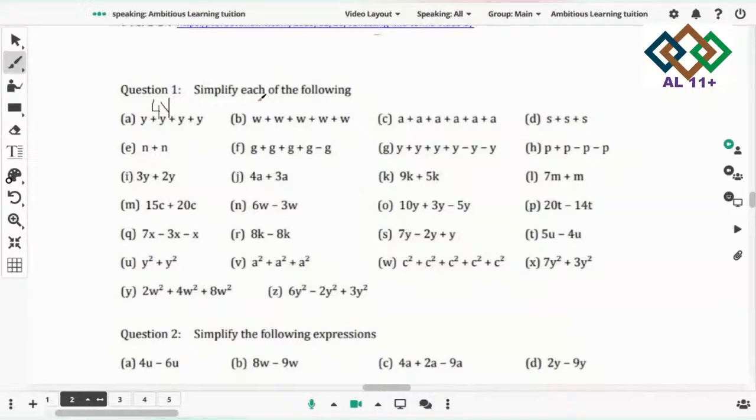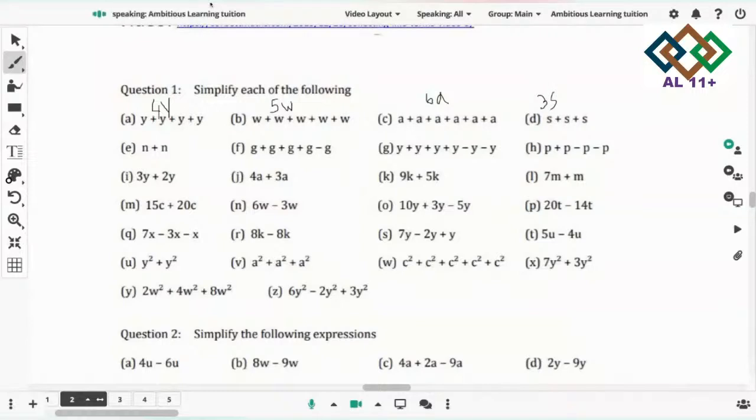So the next one is 1, 2, 3, 4, 5. That would be 5W. Now you have number C. And again you have 1, 2, 3, 4, 5, 6. That would be 6A. Then you have 1, 2, 3. That would be 3S.